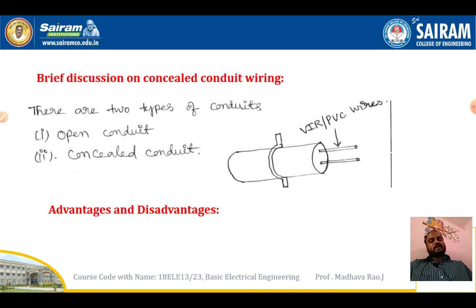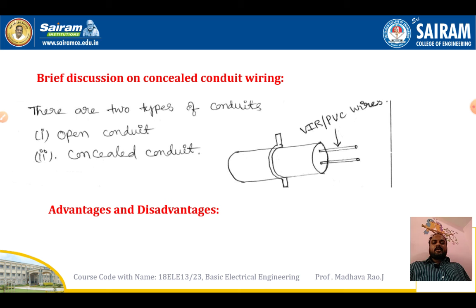So we are using VIR or PVC wires here. These wires have good capacity and more reliability. That is why we are using VIR wires, right? So what are the advantages and disadvantages of the concealed conduit wiring system? First, we will see the advantages. It looks good, since all pipes and wires are inside the wall. Our second advantage is there is no fire risk. So fire will not happen. That is one more advantage.